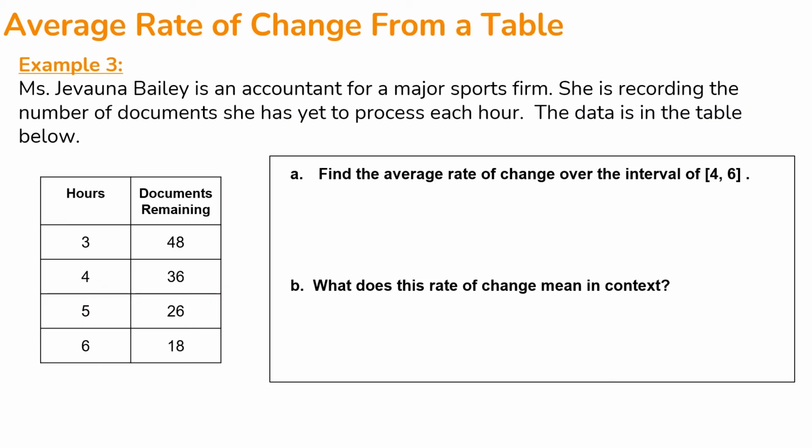For example 3, I would like for you to try this problem on your own. It says Miss Giovanna Bailey is an accountant for a major sports firm. She is recording the number of documents she has yet to process each hour. The data is in the table below. We want to find the average rate of change from the intervals 4 to 6 and say what this rate of change means in this context. So go ahead and pause the video and try this problem on your own.